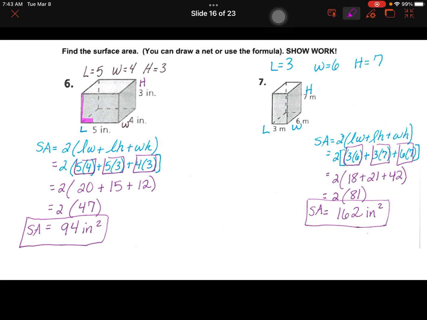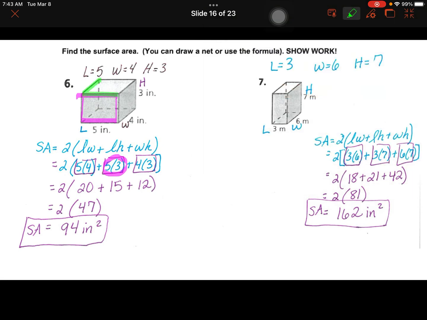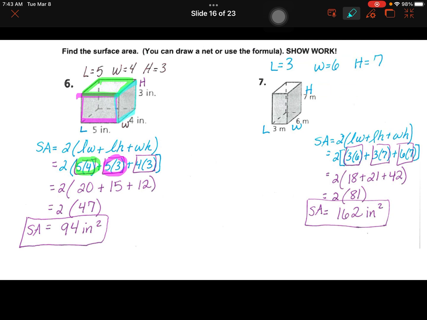So if you would have labeled front and back, front would have been 5 times 3, which is this part right here. And then you would have had 2 15s. And then you could have also looked at the top and the bottom. Well, that would have been 5 and 4, and 5 and 4 would be this section right here. And then you could have done your side, which is 3 and 4, which is this right here in your formula. Now, honestly, I think the easier way to do it is just to label your length, your width, and your height. And every time I see an L, I'm going to put in 5. Every time I see a W, I'm going to put in 4. And every time I see H, I'm going to put in a 3.